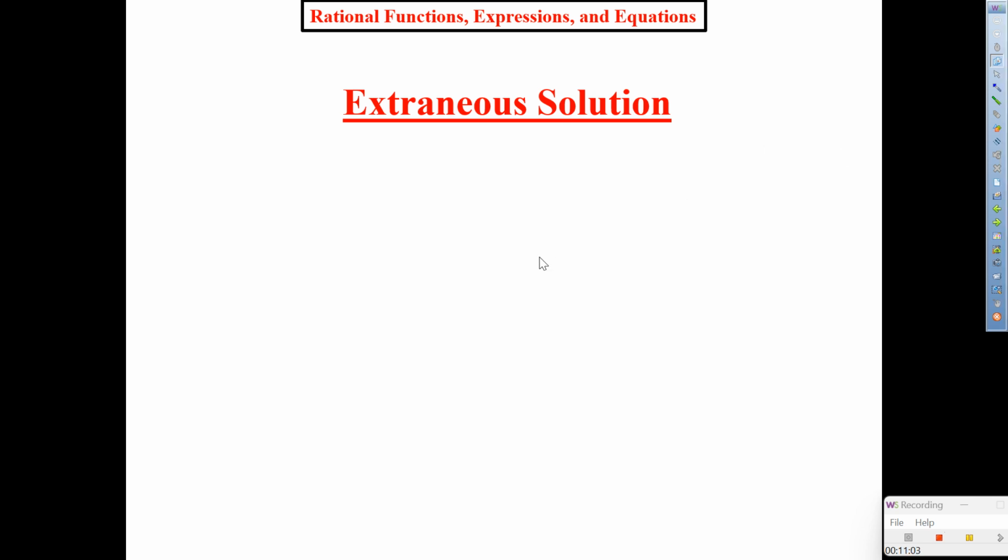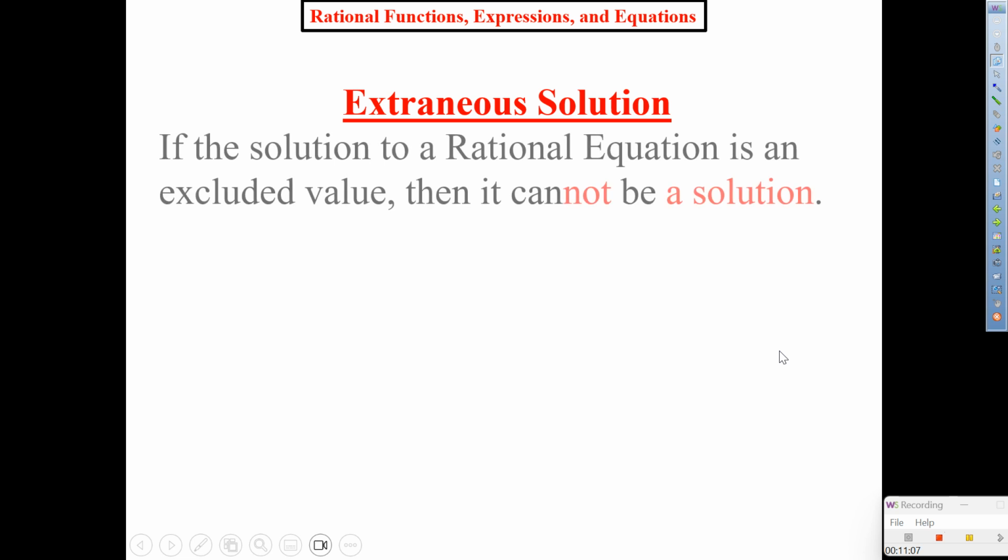Extraneous. What is an extraneous solution, Mr. Q? Well, if you solve an equation and the solution to the rational equation is an excluded value, can you use it? No, that's what we call an extraneous solution. Write that down, please. If you solve the rational equation and the solution is an excluded value, then you cannot use it.